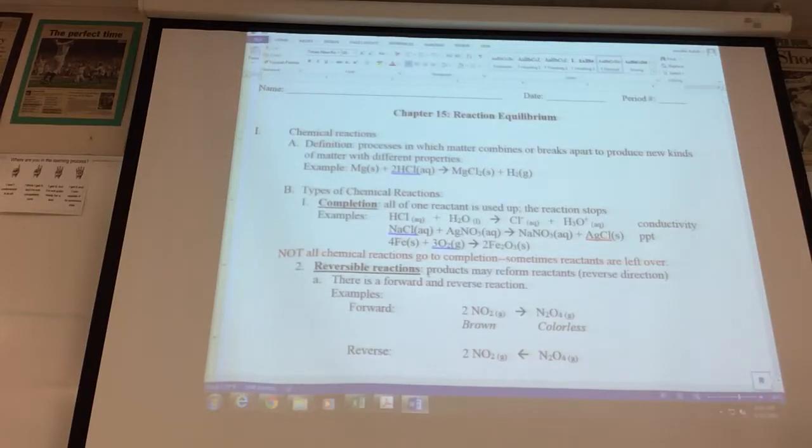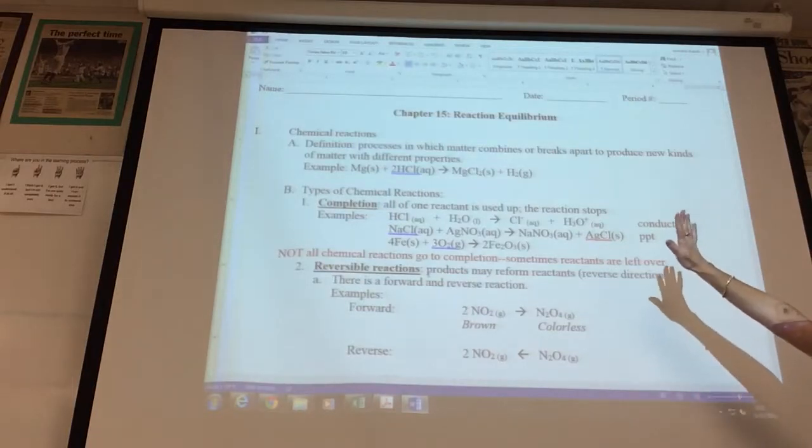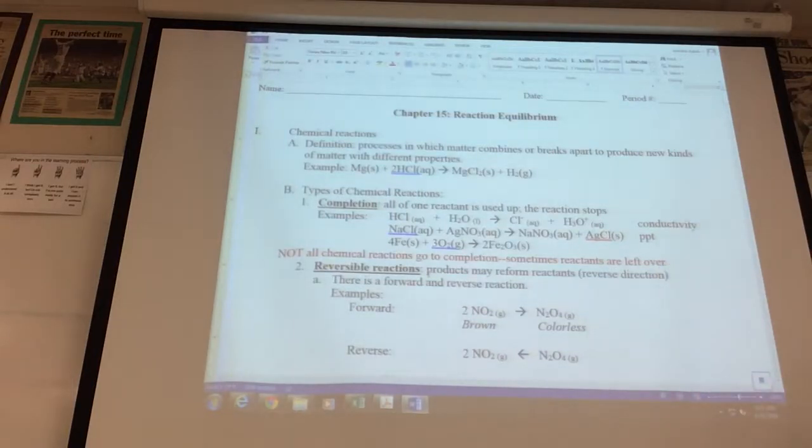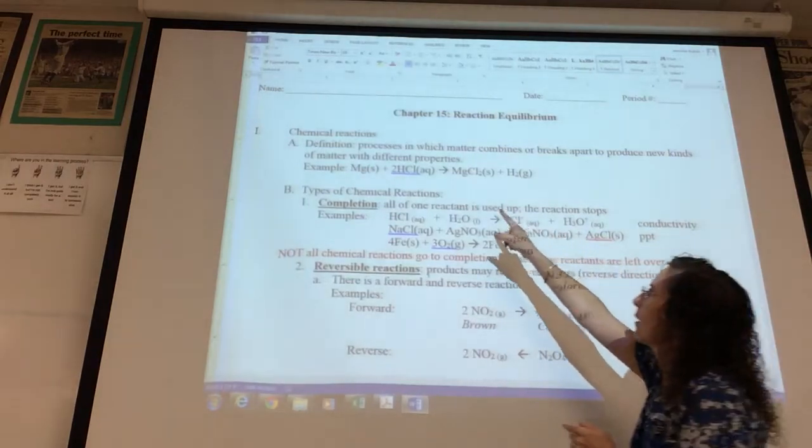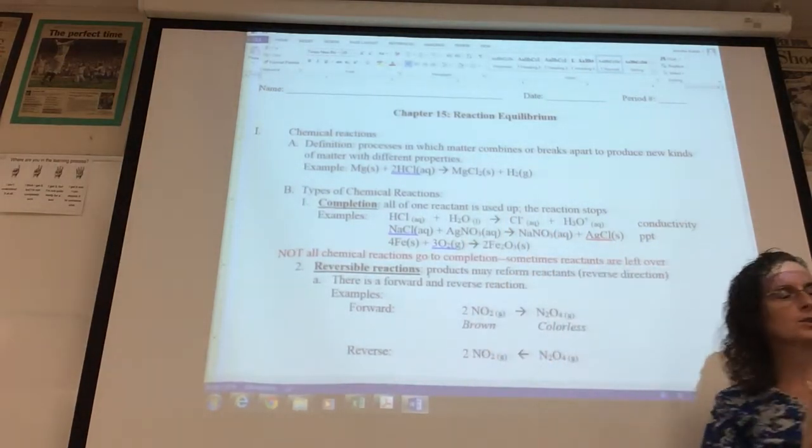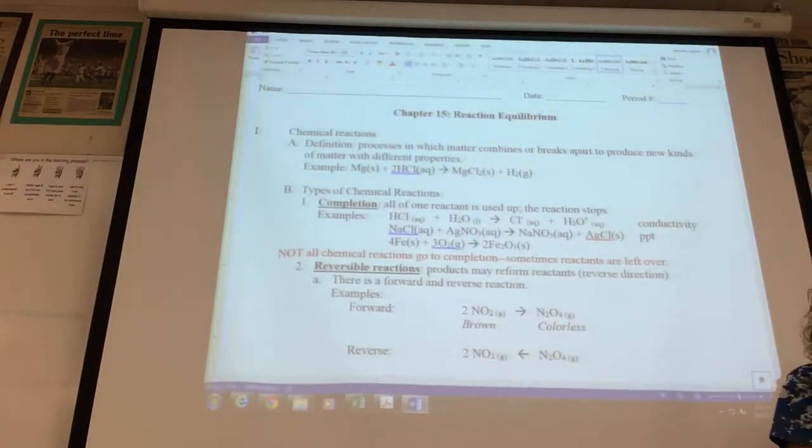So as we said, with a chemical reaction, for example, magnesium reacting with hydrochloric acid to generate magnesium chloride and hydrogen gas, you can see the arrow only going in the forward direction, indicating the reaction goes to completion. And you did a similar reaction this year with zinc. Now what we're going to look at are reversible reactions.